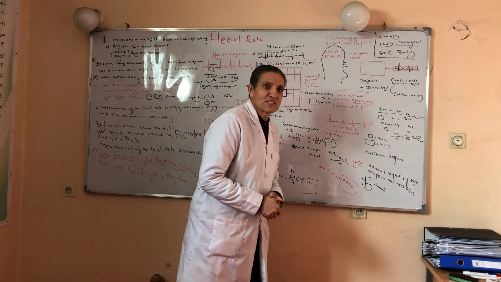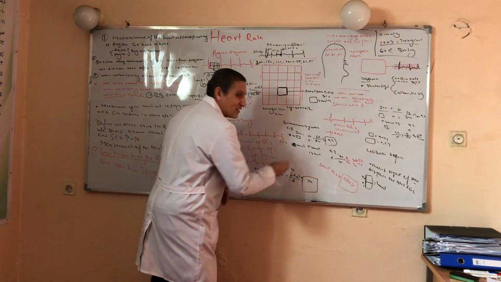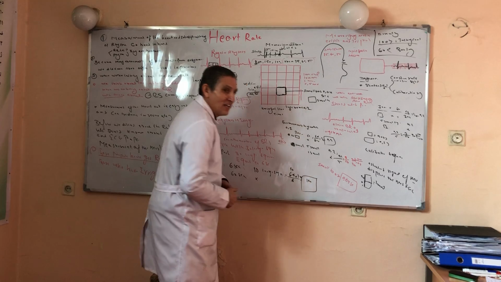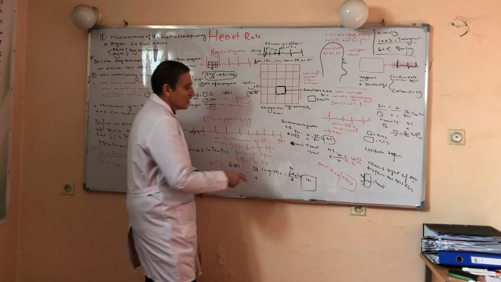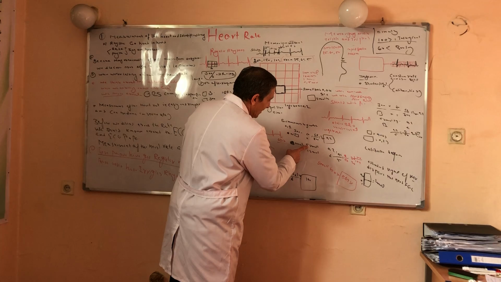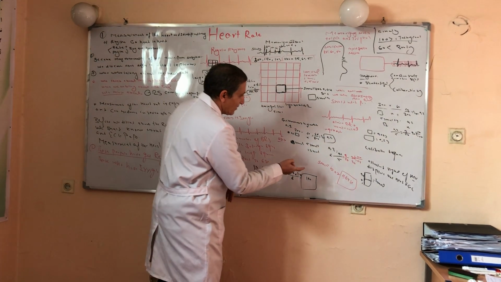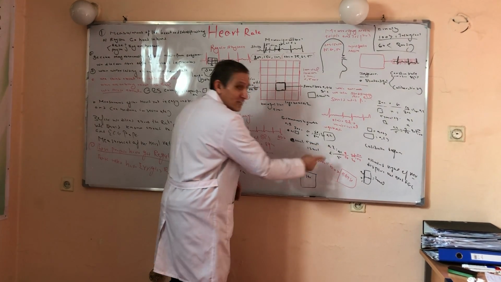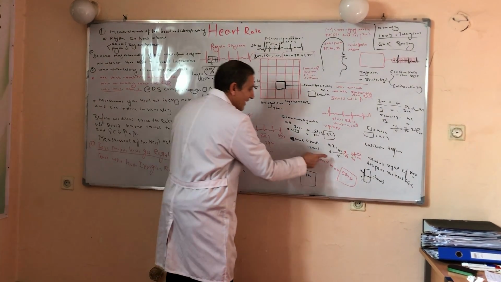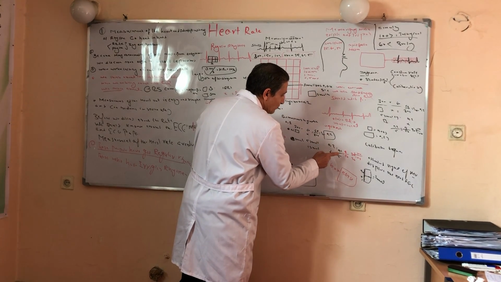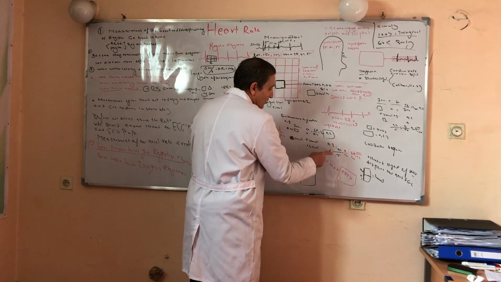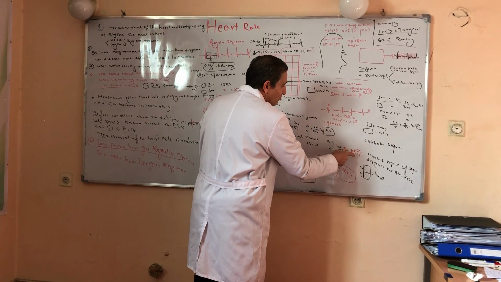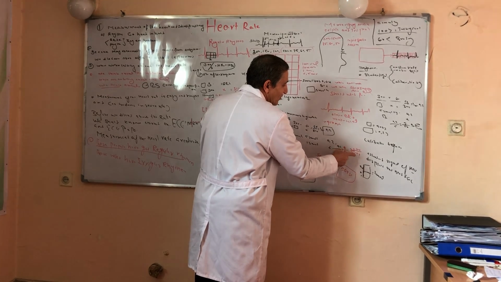Right now we will be discussing the 0.04 seconds. One large square consists of 5 small squares. So 5 small squares equal 1 large square, which equals 0.2 seconds. So 1 small square is x, which is 0.2 divided by 5, which is 2 over 50, which gives 0.04.